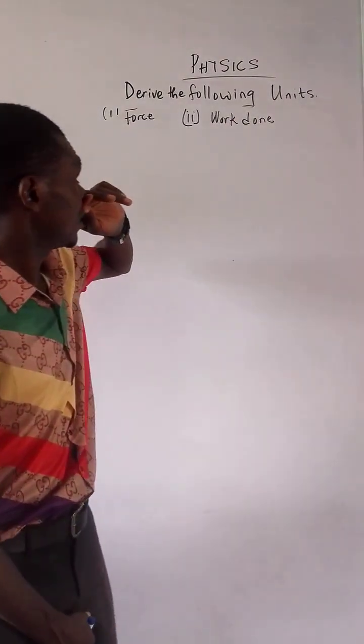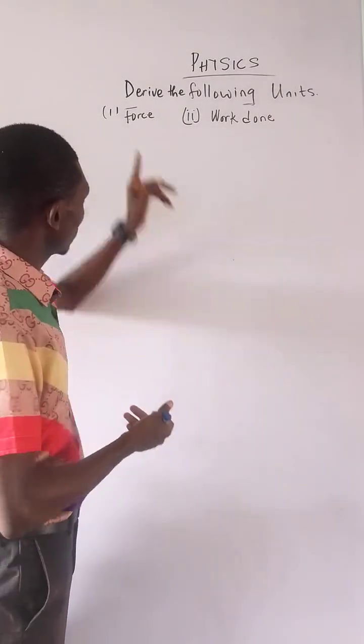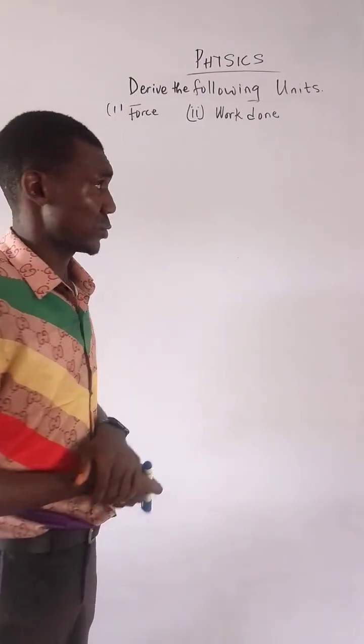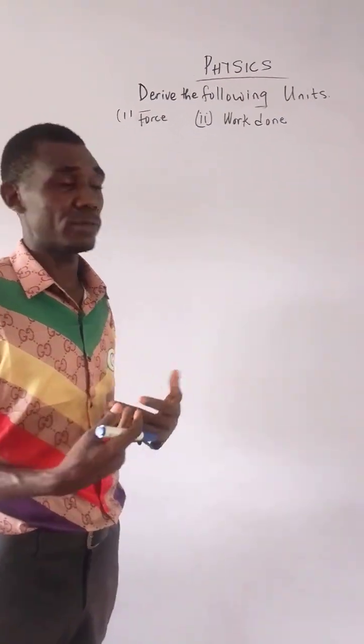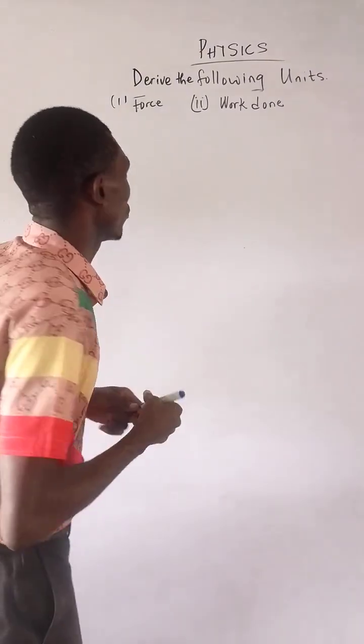Still on the derivation of units. Now we have two derived quantities here, force and work done. Now we're talking about the first one, which is force. Force is a derived quantity. We want to derive the unit of force, and then we also derive the unit of work done.